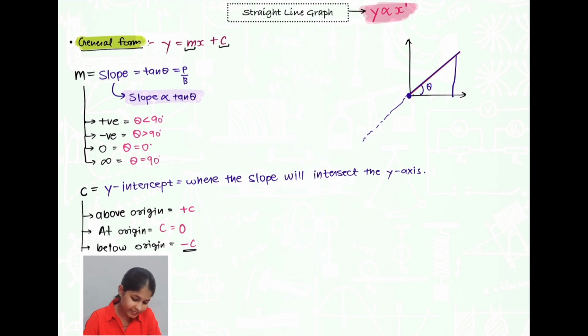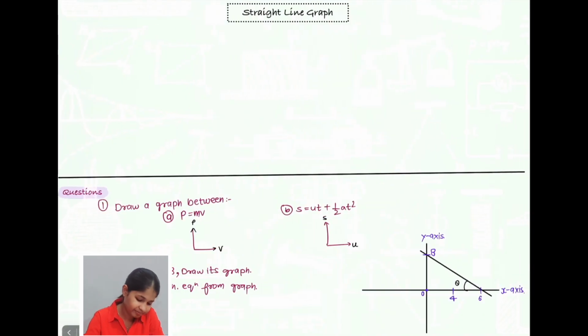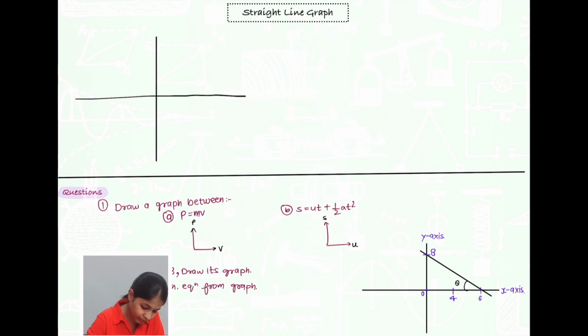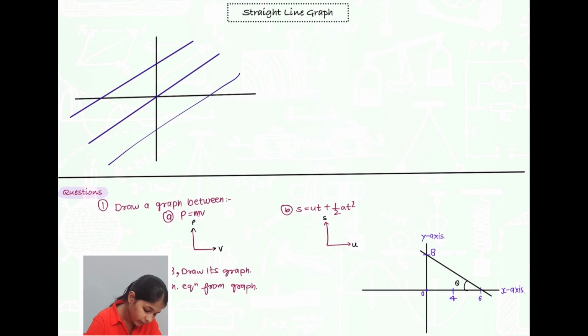So this is about straight line graph. Now, I'm going to just draw now, and you have to answer. I'm going to show some of the situations to you. Now this is our slope number 1. This is our slope number 2. This is our slope number 3. Each of them are forming theta.